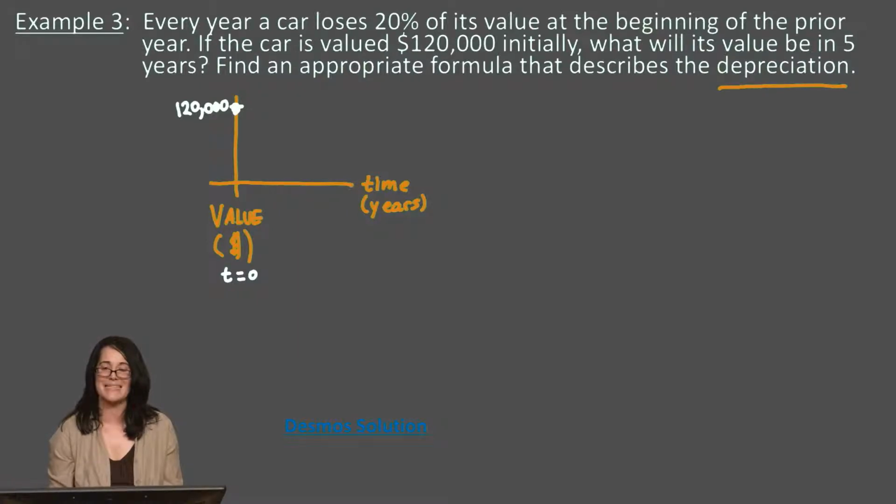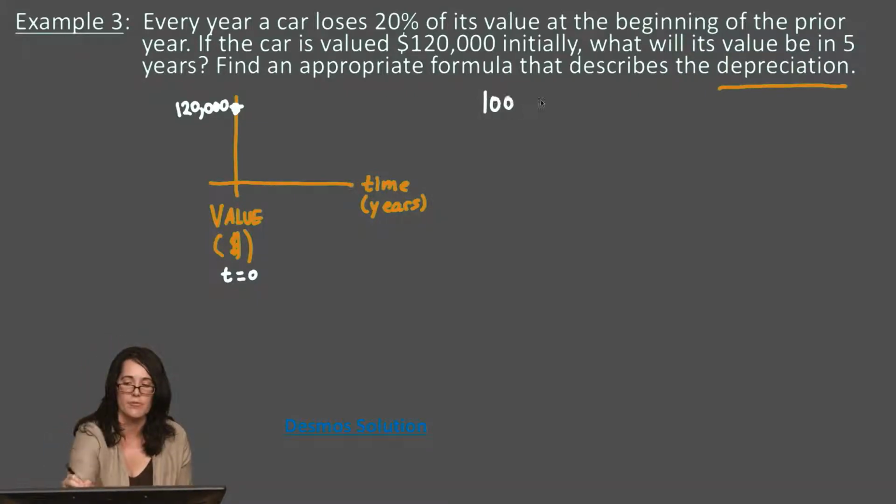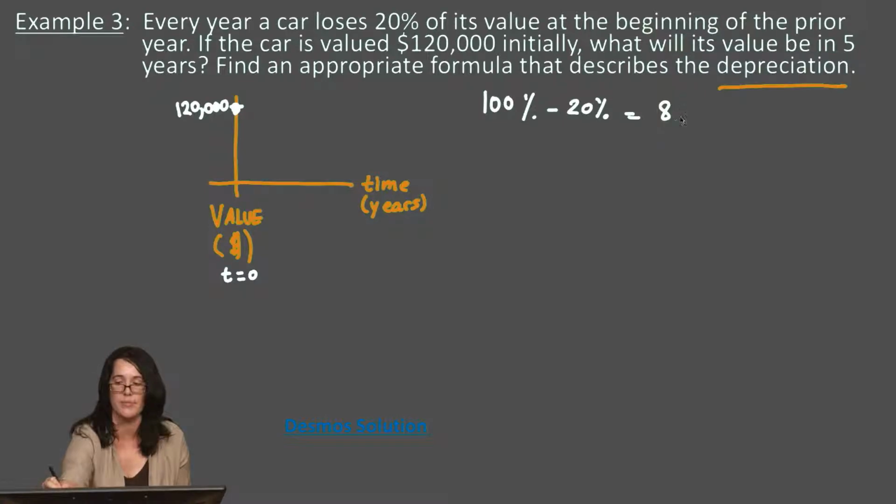Okay, so what is happening? Let's do a little bit of thinking. It says every year the car loses 20% of its value that it had at the beginning of the prior year. So for example, after 1 year goes by, what is your car worth? Well, wouldn't it be 20% less? So I have to write this down for some of you, no problem. 100% is the initial amount, minus 20%. What percentage is left? That's right, 80%, okay?